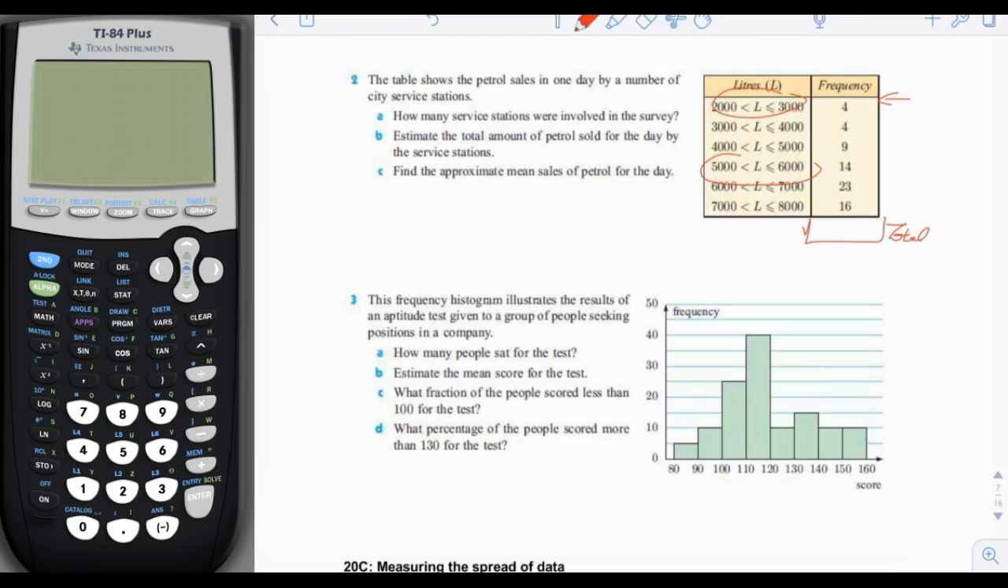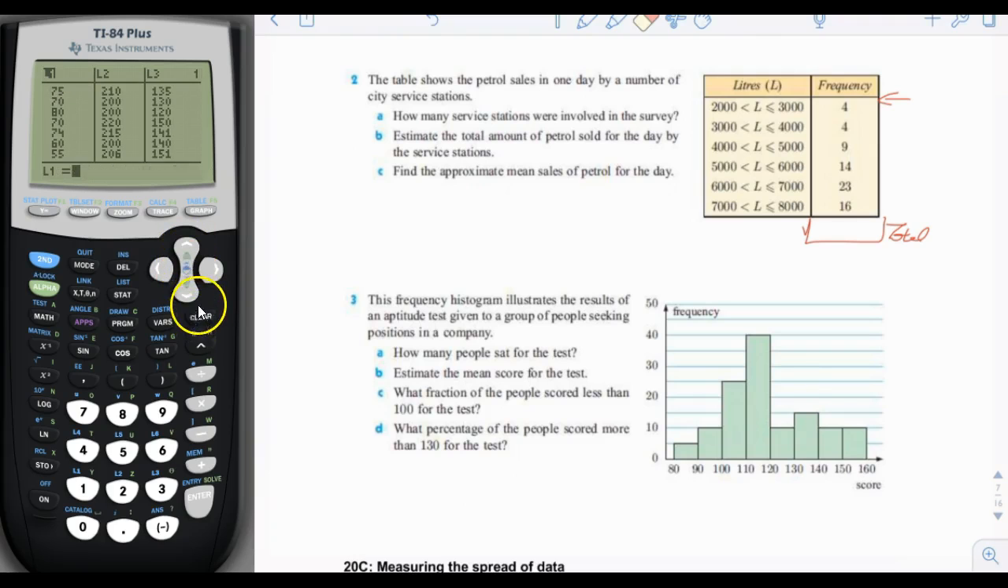Okay, so first step is to figure out how many days total. And the easiest way to do that is with the calculator, or just add them up in your head. They're not that hard, right? But since we're going to need to put this data in here anyway, I'm going to go ahead and do stat edit. And I'm going to use list 1 and list 2.